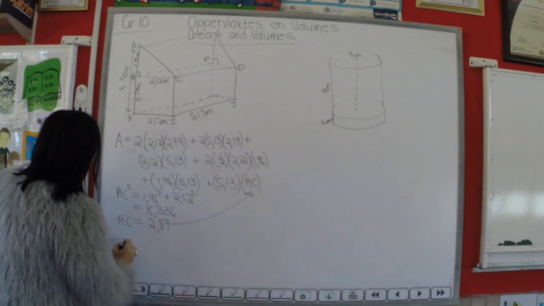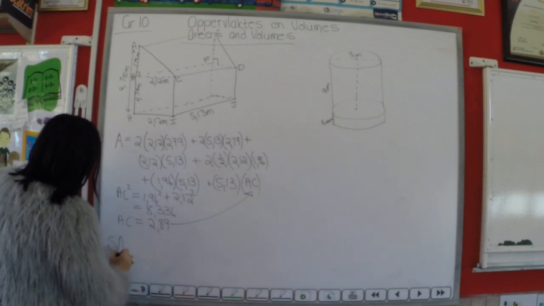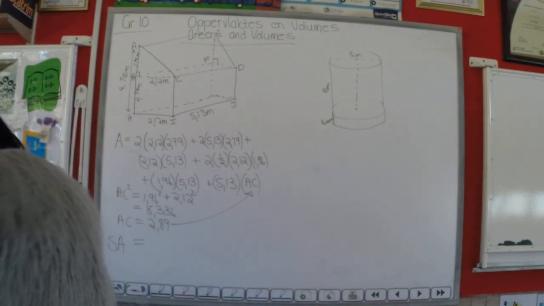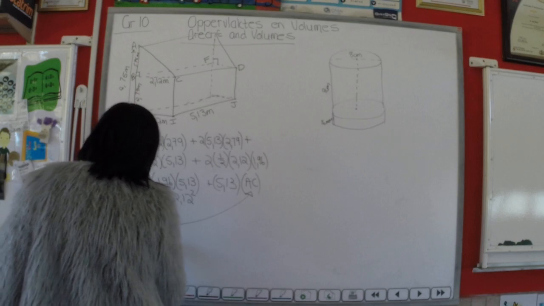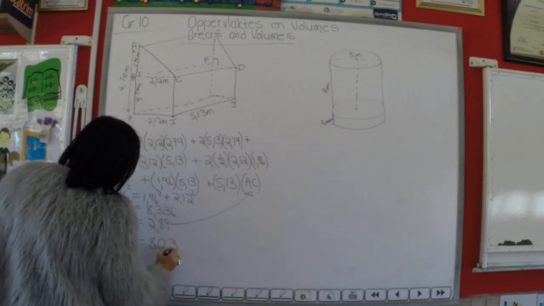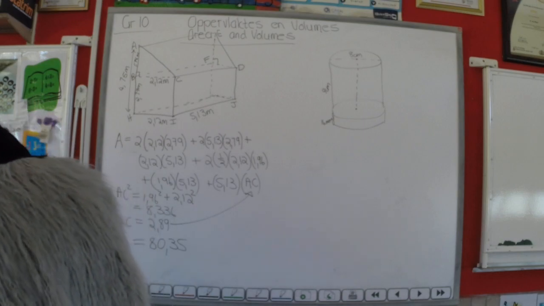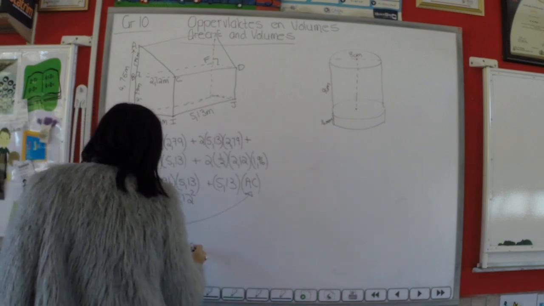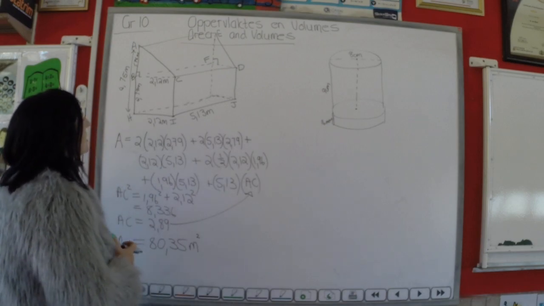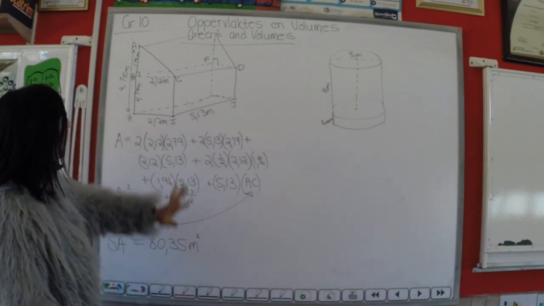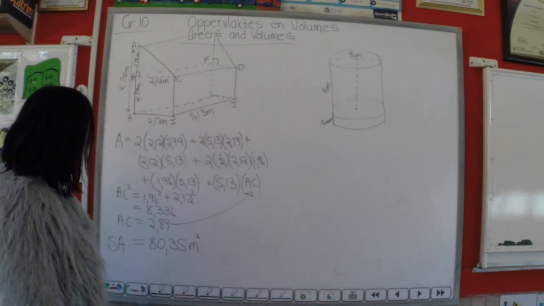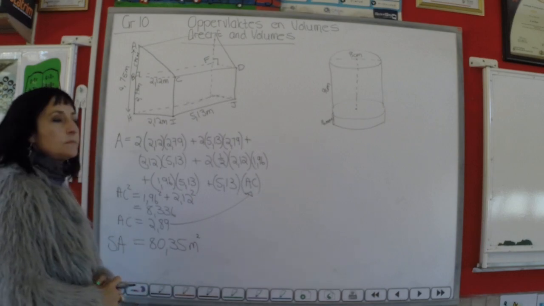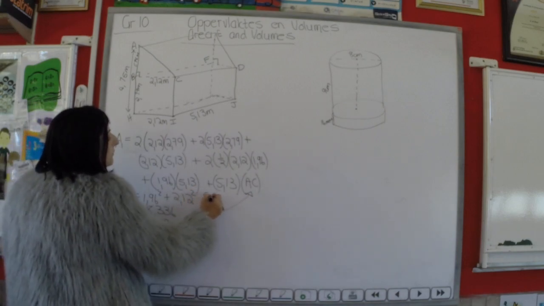I'm going to put this into my calculator to get the surface area of this whole figure. It's going to be 80,35. That's going to be square meters. Quite easy, just break the whole figure apart, add all the areas of each figure that you identify, and then you've got the surface area. Okay, just remember to write here Pythagoras said that.